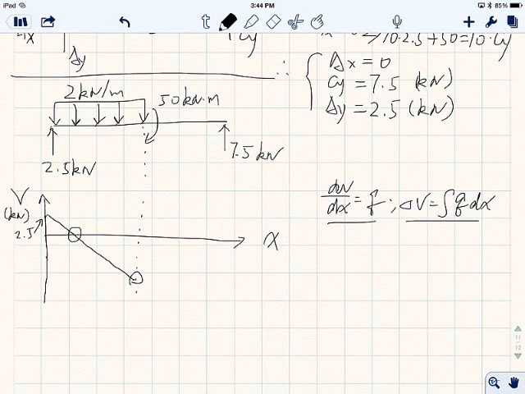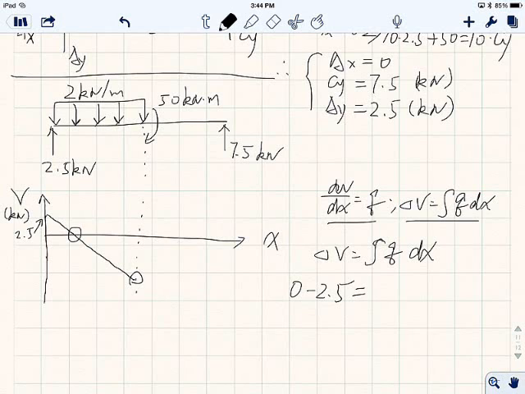Alright, so what we know is the change in shear is from 2.5 to 0, right? So the change in shear: ending point 0, starting point 2.5. So delta V equals 0 minus 2.5, right? So ending point minus starting point. All right. Now another interesting thing is, like I mentioned, integration is nothing but an area, right?